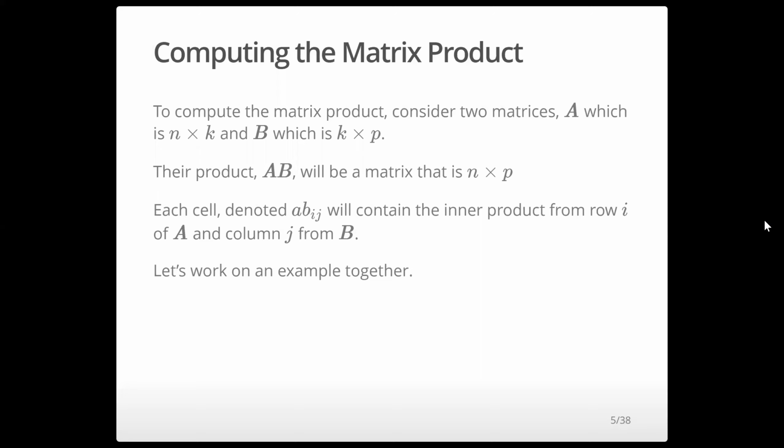So to compute a matrix product, let's think about two matrices, A, which is n by k, and B, which is k by p. Their product AB will be n by p. Each cell, which we denote ABij, will contain the inner product of row i of A and column j of B. This gets a little bit difficult to track in your head and can be a little tedious, but we've got to do it. So let's work on an example to hopefully help.